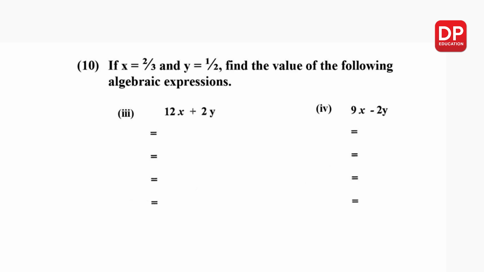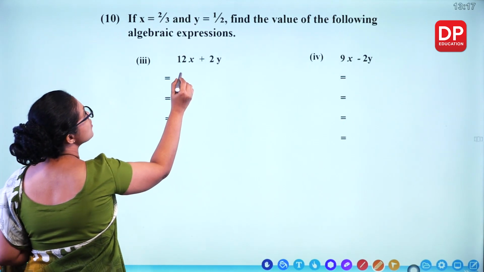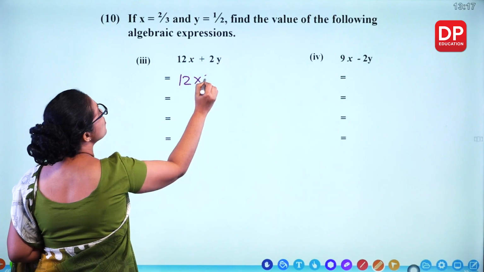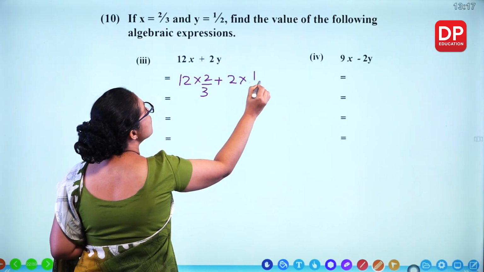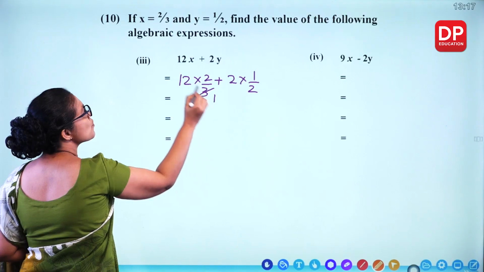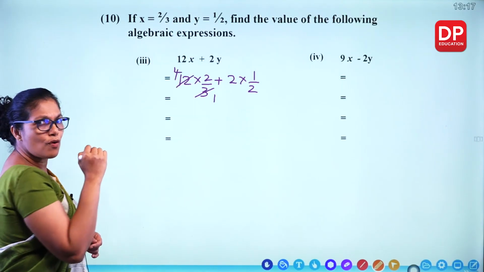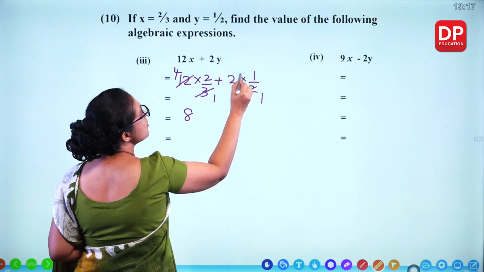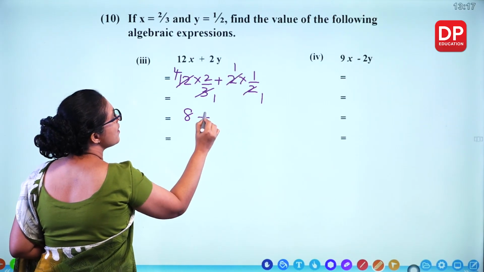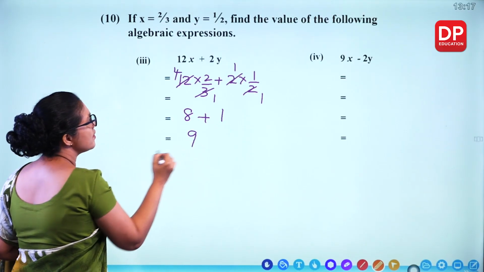Same question, another part. 12, x is 2/3, 2y. Y is half. Substitute. 3 times 1, 3 times 4. 4 times 2, 8. Here the 2s get cancelled out. You get 1 there. 8 plus 1, 9.